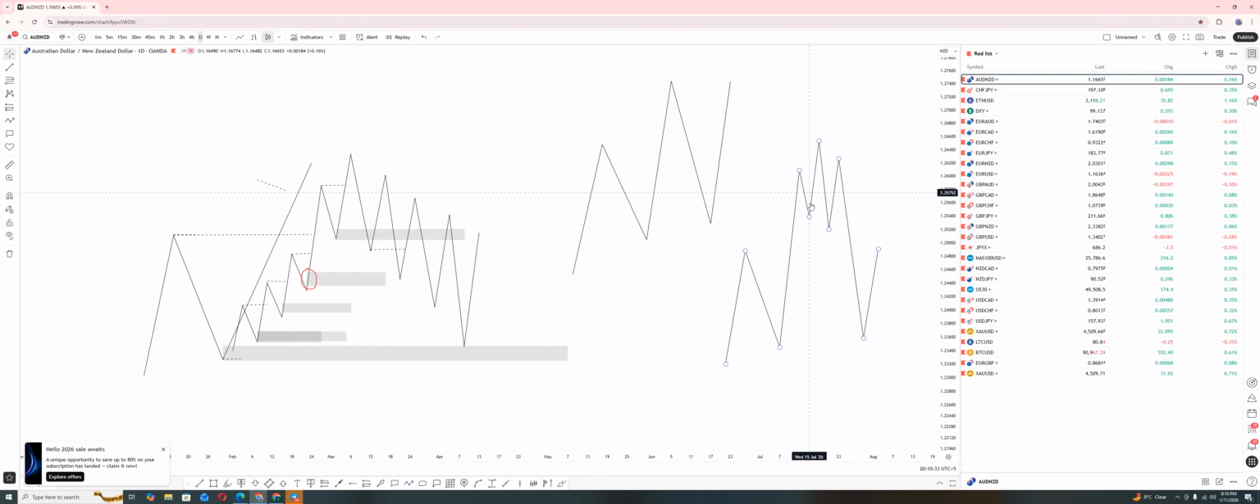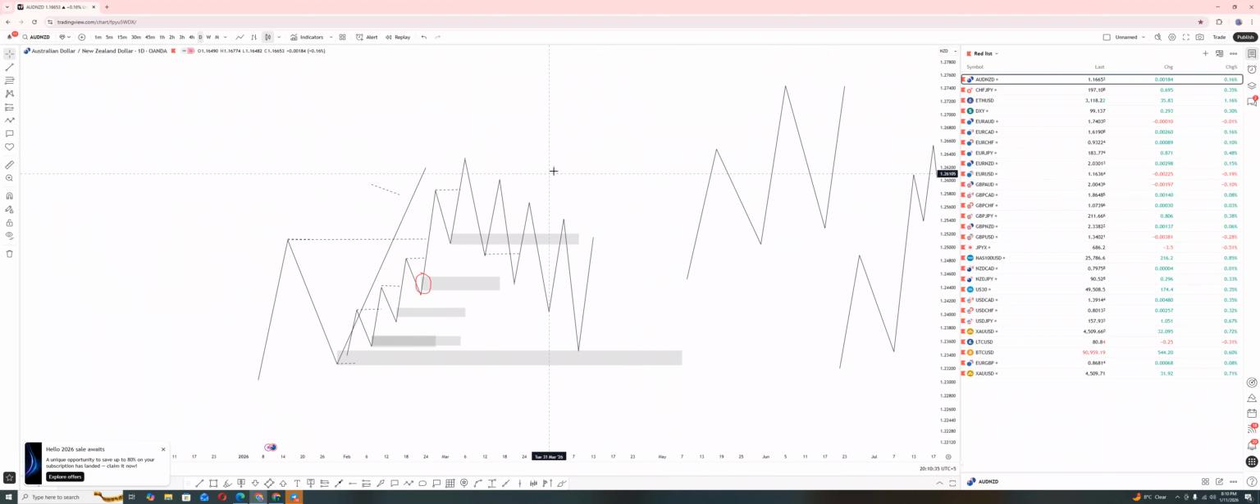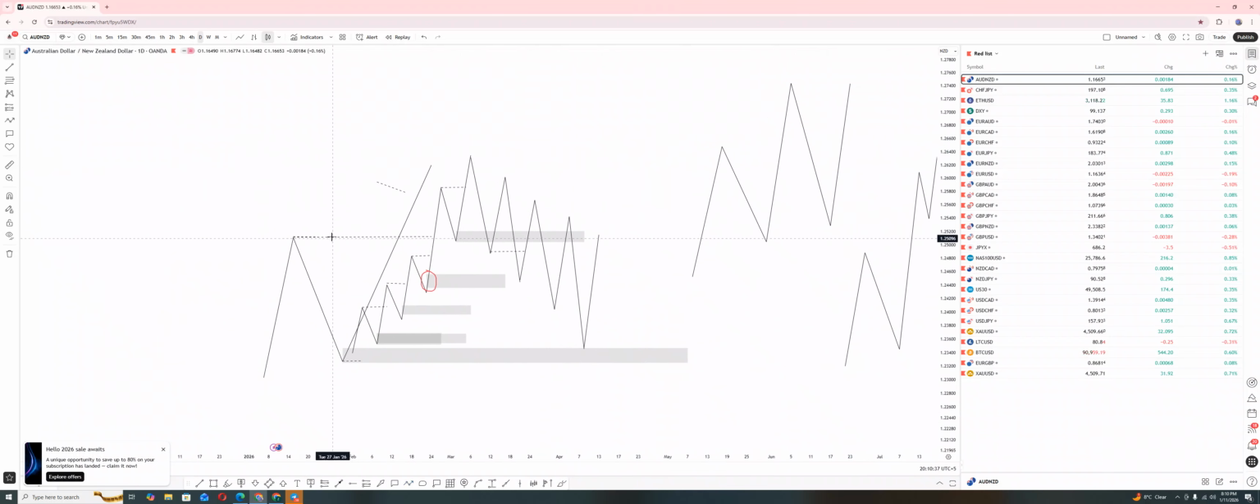Okay, this is our entry model. Same here: you have a break of structure, a bullish structure, a market structure shift, and then we will trade on the order block, then we will look bearish. When we have a break of structure again, it means the market is ready to retest this order block.